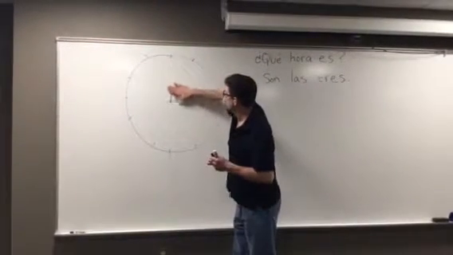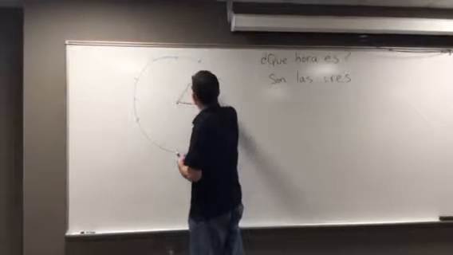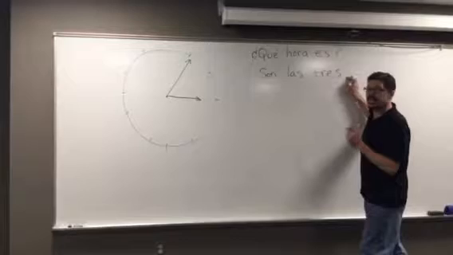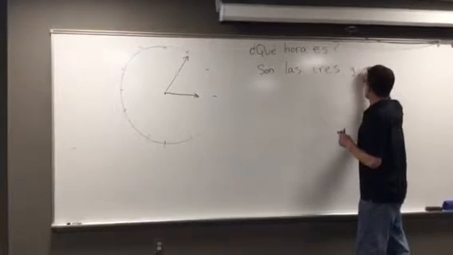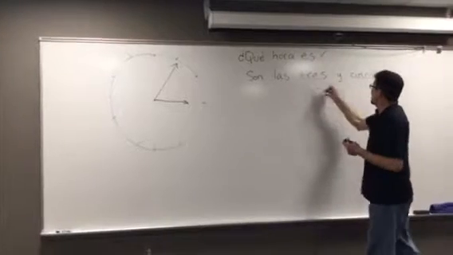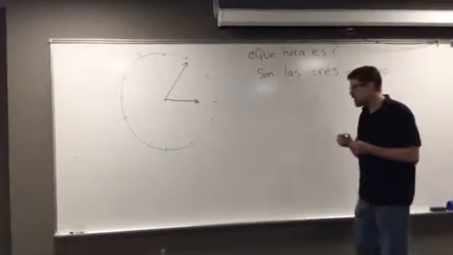However, let's change the time just a little bit. I'm going to go ahead and make this 3:05. So I'll take the big hand and put it on the 5, more or less. And I'm going to say son las tres y cinco. So it is 3 and 5. Tres y cinco.